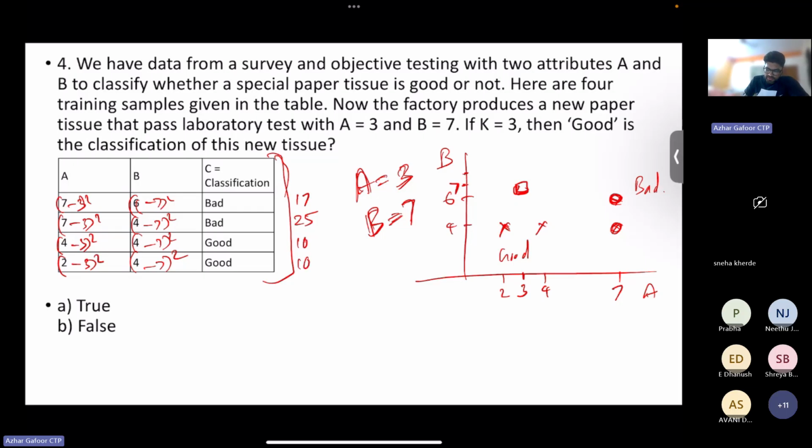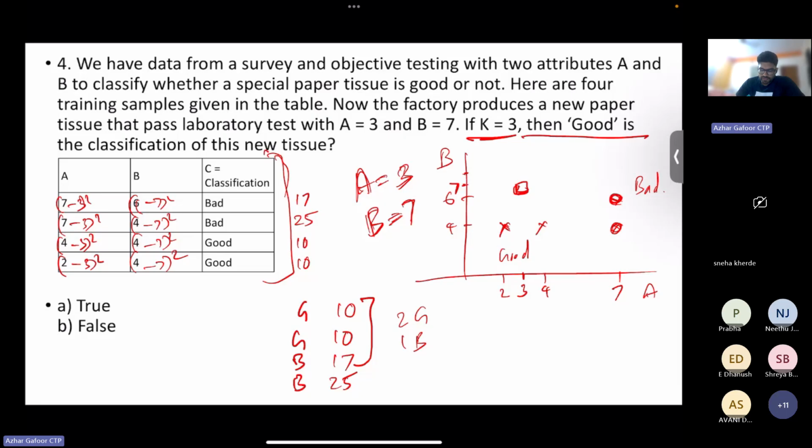Now let us sort this. We have 10, 10, 17, 25. We know our k is 3. So we choose the top three, which are good, bad and bad by label. So we have two good and one bad. So the classification that the new tissue paper is good is actually true.